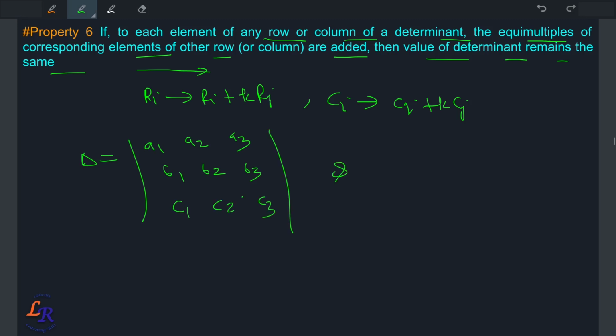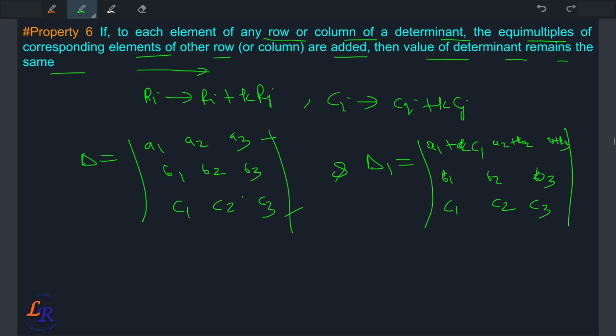And there is another determinant, delta 1, which is given as a1 plus some constant k times c1, a2 plus k c2, and a3 plus k c3 in the first row. Here it can be b1, b2, b3, and here it can be c1, c2, c3, right? You can see that delta 1 you can achieve by R1 plus k R3.